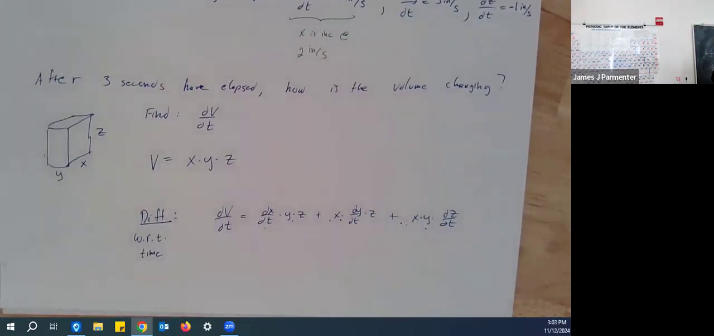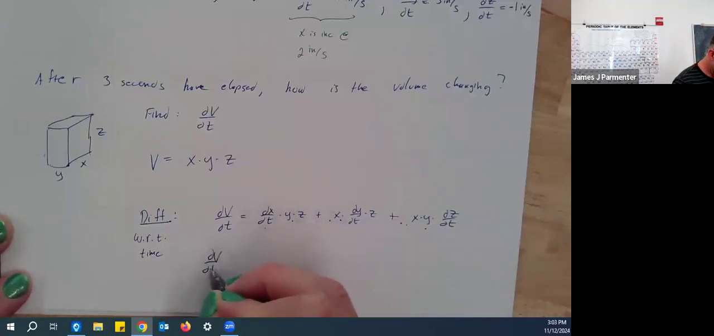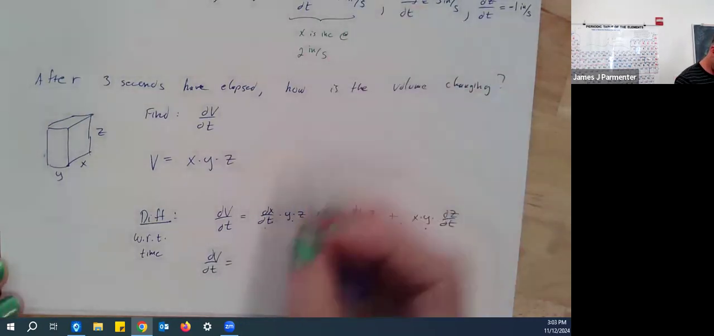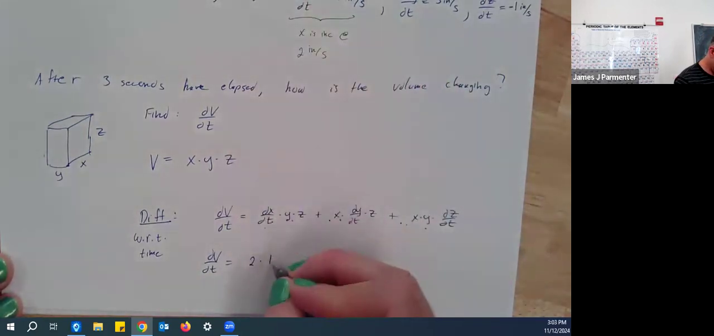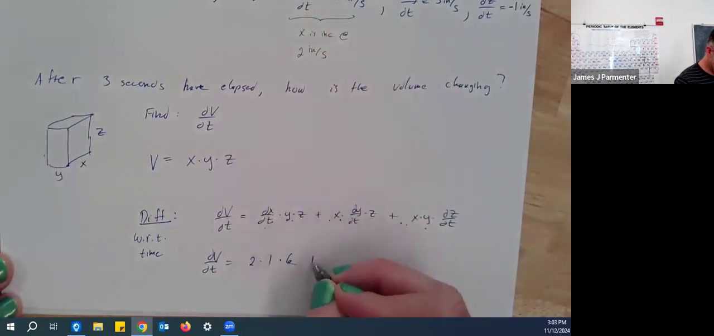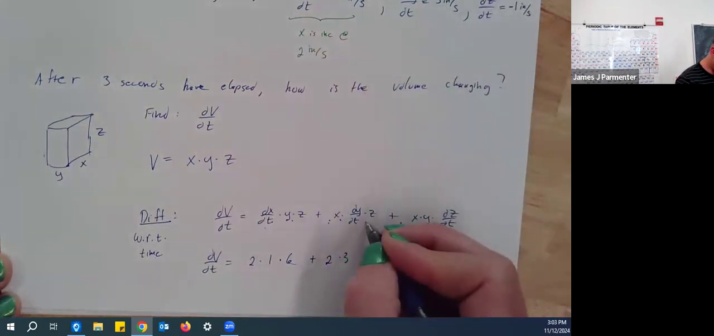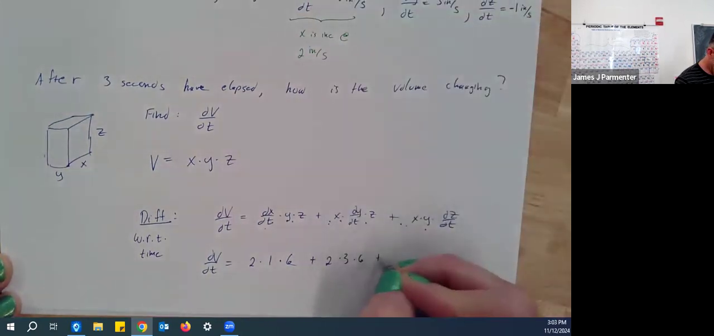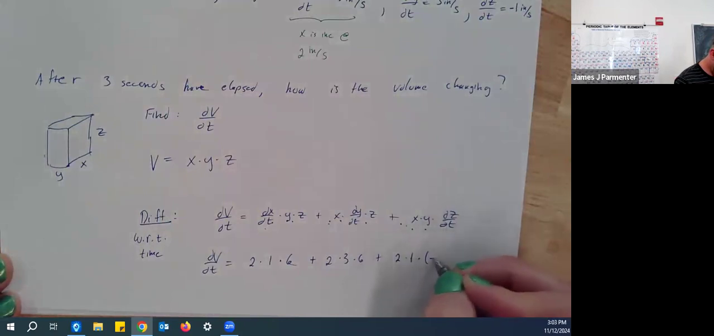Okay, we've taken the derivative of both sides. Now the next step is always, typically, to plug in the things you know and solve for what you want to know. So here we're going to plug in basically everything on the right-hand side of this equation. We're going to get that dV/dt is going to equal, so dx/dt is 2 inches per second, y is 1 inch, z is 6 inches, x is 2 inches, dy/dt is 3 inches per second, z is 6 inches, and finally x is 2 inches, y is 1 inch, and dz/dt is negative 1 inches per second.